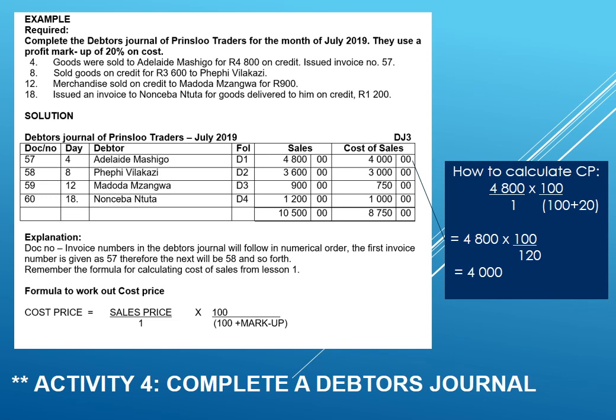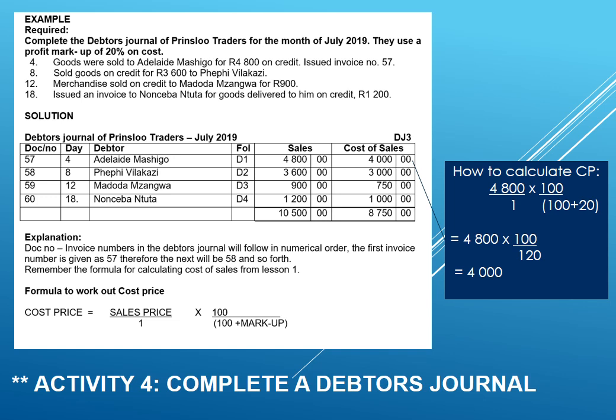On the 8th, sold goods on credit for 3,600 to Pepe Filakazi. Can you see that they didn't give us the invoice number, but we know that these document numbers must follow on one another in numerical order. So if we got the first one, we know 58 should be the next one if the first one was 57. So 58 on the 8th, name of the debtor, Pepe Filakazi. It's a new debtor, so we create a new account number for that debtor. In my case, I used D2. Sales amount, 3,600. They gave it to us.